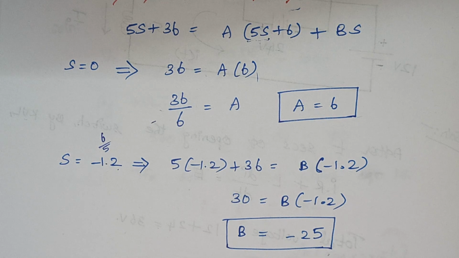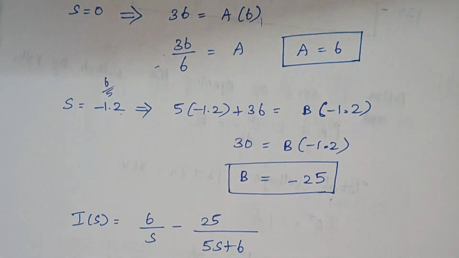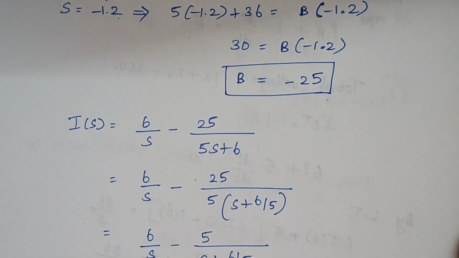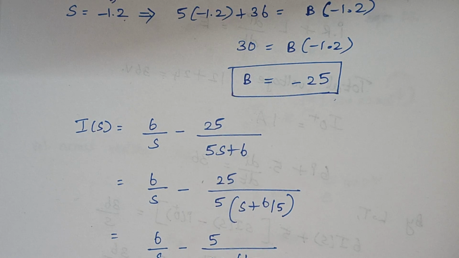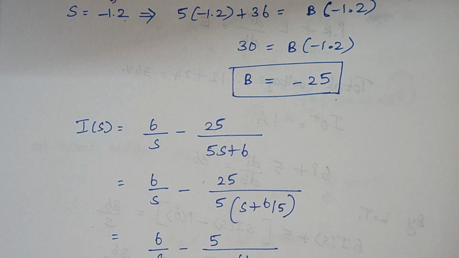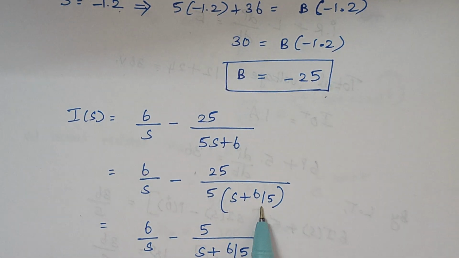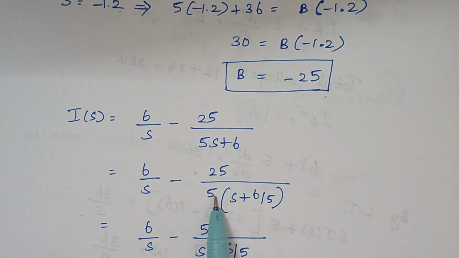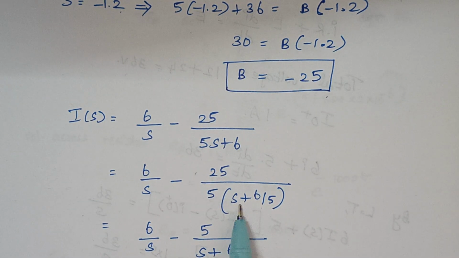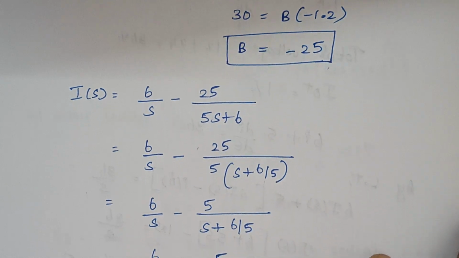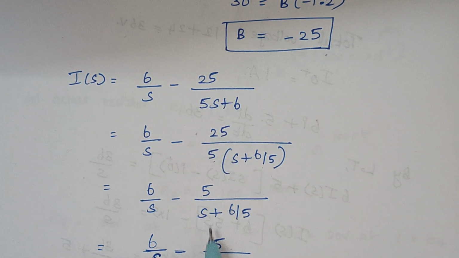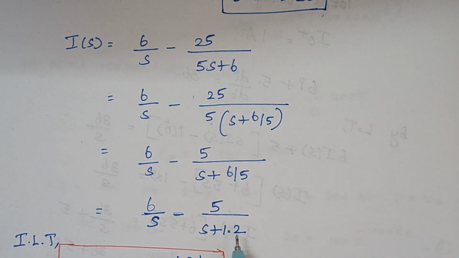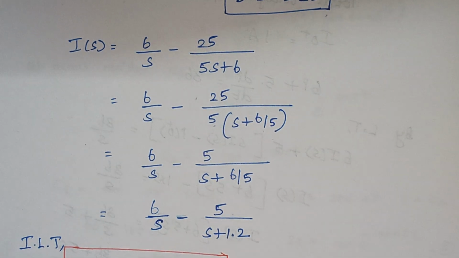Right. Now just substitute the values of a and b in the expression of I of s. So after substituting, you see, the basic thing is we have to take inverse Laplace. In order to take inverse Laplace, the denominator term should be in the form of s plus a, right? That is the reason why here 5 is taken outside. So when you take 5 outside, what happens? Here this term becomes s plus 6 by 5. Right. So 25 by 5 is 5. Therefore, 5 divided by s plus 6 by 5, and 6 by 5 is nothing but 1.2. Right. So here this is our expression for I of s.